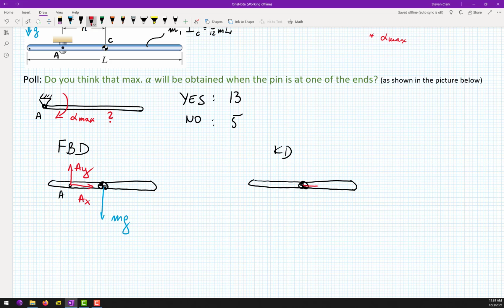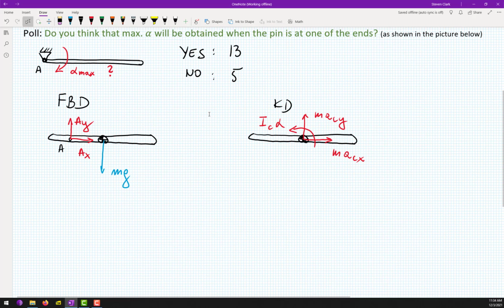Okay, and in here we'll have MACx, MACy, Ic alpha. Okay, we're done with FBD and KD. I don't think that there are any other forces acting on our system. So now let's do equation of motion, okay?